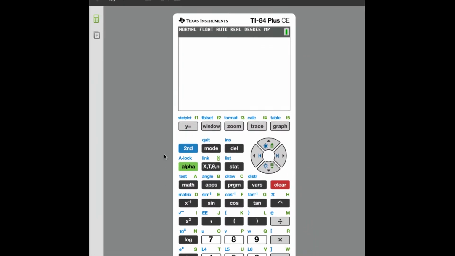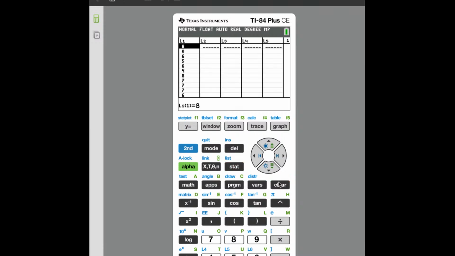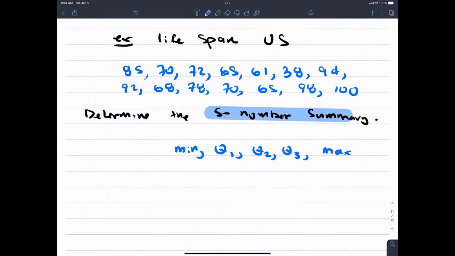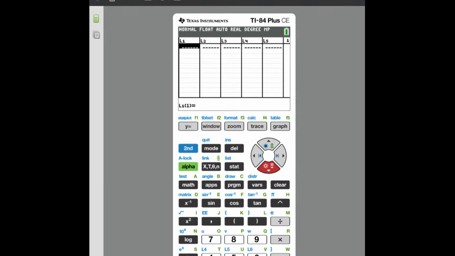I'm going to say to you guys, enter this data. How do you enter data in L1? You go to Stat, Edit. Oh, we're going to have to clear this out. Clear. Let's enter all of this data. Let's enter the lifespan data. This is your data, okay? So, all right, we're going to enter what?